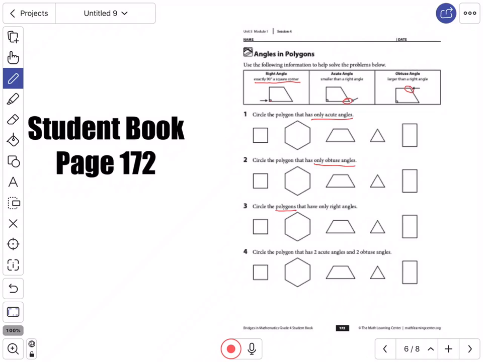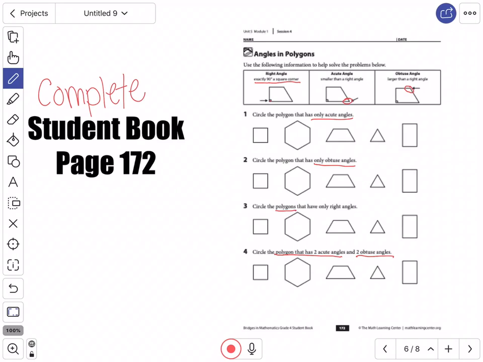For number 3, you are circling the polygon that has only right angles. And again, notice how it says polygons, which means that there is more than one correct answer for number 3, okay? So for number 1, there's only one correct answer. For number 2, there's only one correct answer. And for number 3, there are 2 correct answers. And for number 4, you are going to circle the polygon that has 2 acute angles and 2 obtuse angles. There is only one correct answer for number 4.